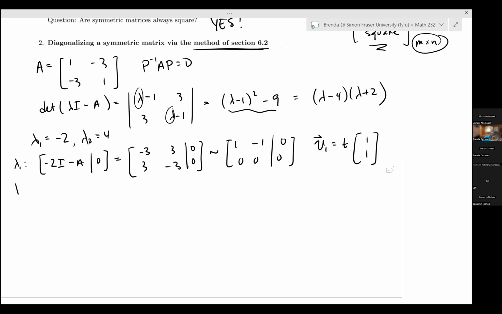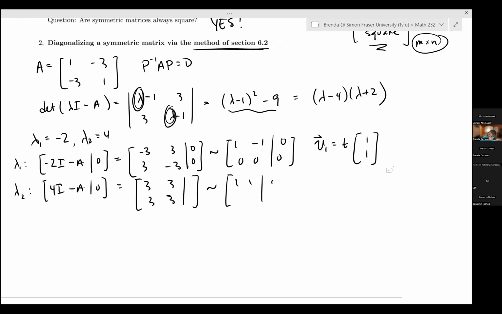Okay, similarly, do the same thing for the second eigenvalue, and that is going to be the reduction of 4I minus A. For lambda I am plugging in 4, getting 3, 3, 3, 3. A very nice matrix to row reduce. Then I get the second eigenvector right there.